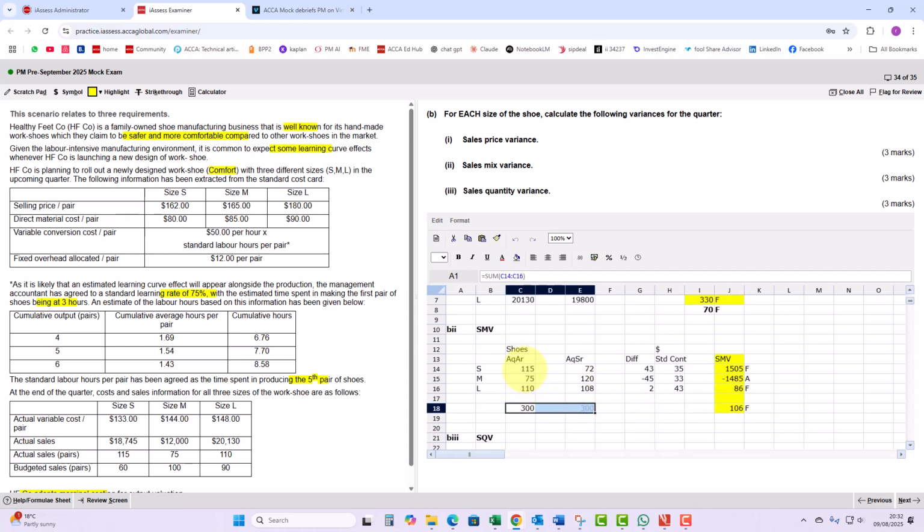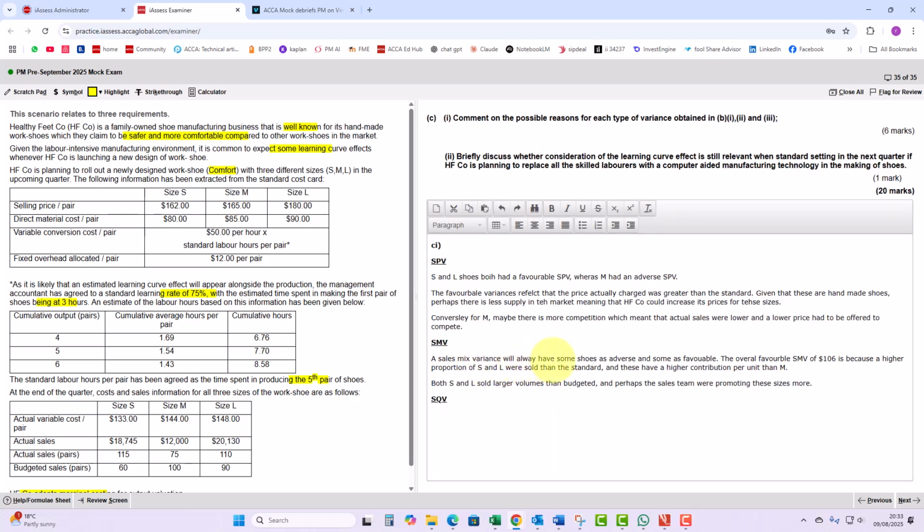So if one of these is higher in actuals than in standard, then somewhere else there must be an offset and another one must be lower. So a sales mix variance will always have some shoes as adverse and some as favourable. The overall favourable sales mix variance of $106 is because a higher proportion of S and L was sold than the standard, and these have a higher contribution per unit than M.